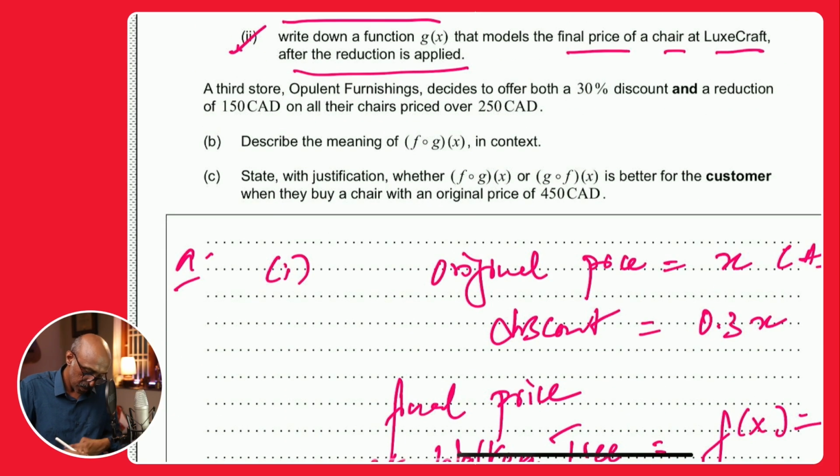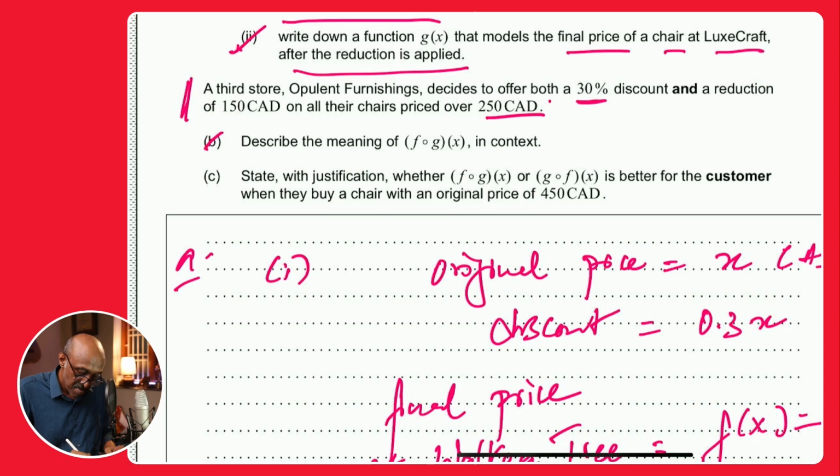All right, how do we continue? We are going to continue with B, but before that we need to read this. A third store, Opulent Furnishings, decides to offer both a 30% discount and a reduction of 150 Canadian dollars on all of their chairs priced over 250 Canadian dollars. I think this discount is only for chairs above 250 Canadian dollars, but Opulent Furnishings is offering both a discount of 30% and a reduction of 150 Canadian dollars.